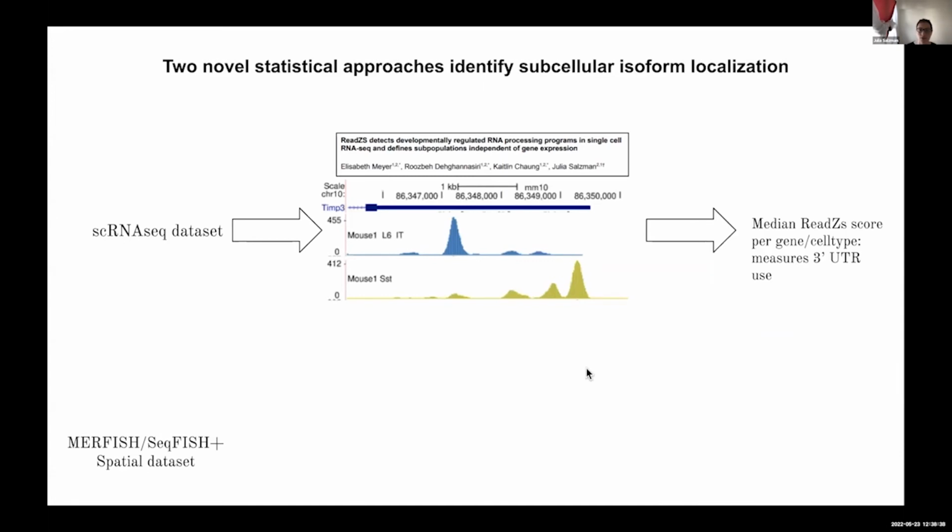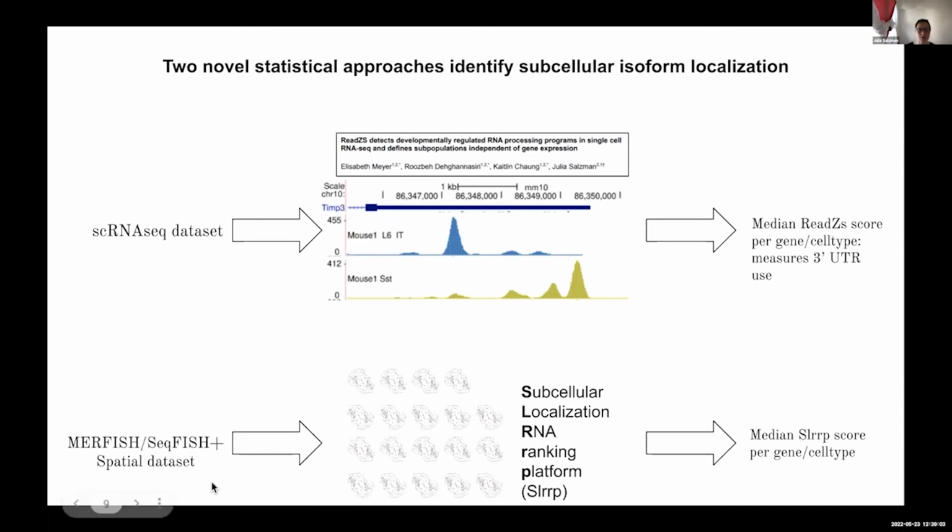So here's an example. We'll take a single cell RNA-seq data set and perform unbiased analysis of its 3' UTR. For example, here I'm showing you a mouse brain and two cell types where the algorithm calls very significant differences in the 3' UTR between the two cell types. And then we apply another kind of score called the subcellular localization RNA ranking platform, SLRP, which provides us a measure of how peripheral this gene is in every single cell type compared to all others. We're going to summarize that by a median SLRP score per gene per cell type.